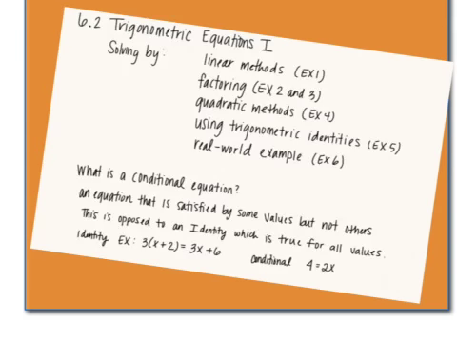Hi guys, so here we are with section 6.2. We're looking at trigonometric equations, part 1. So we're going to be looking at 5 different methods. The linear method, or basically solving using linear techniques, factoring just like with quadratics, other quadratic methods such as the quadratic formula, and using trigonometric identities.